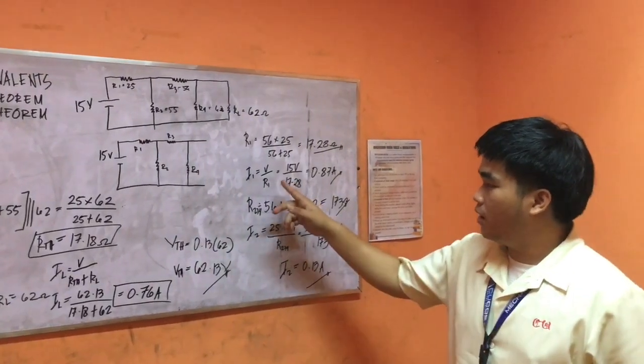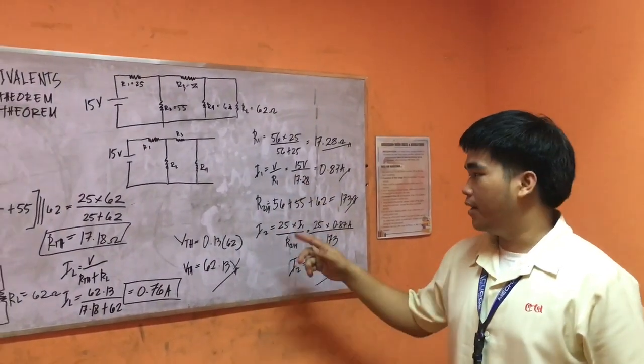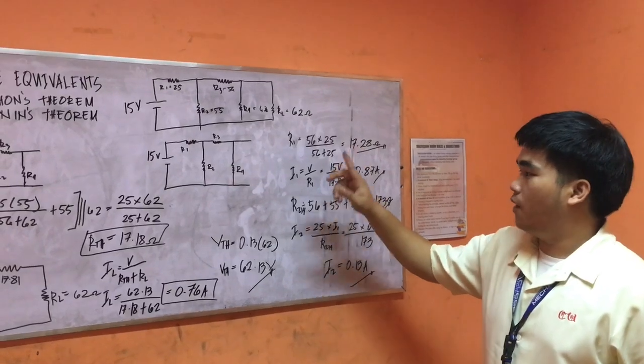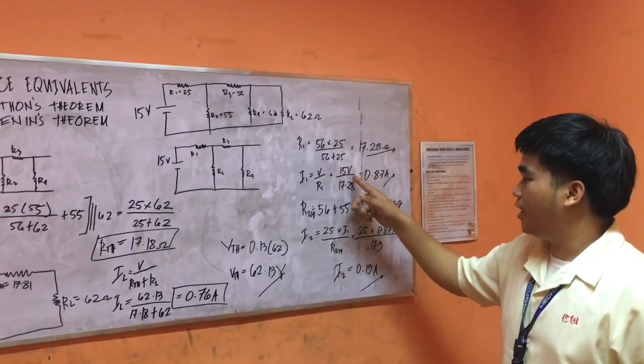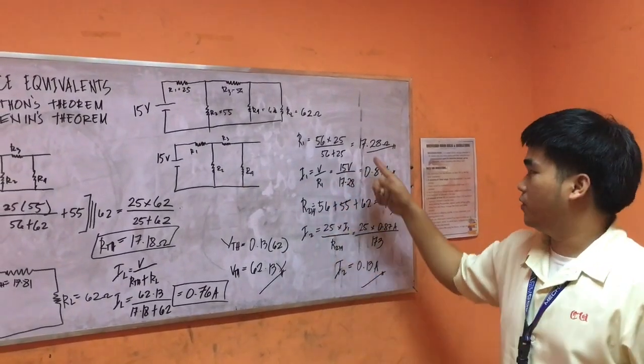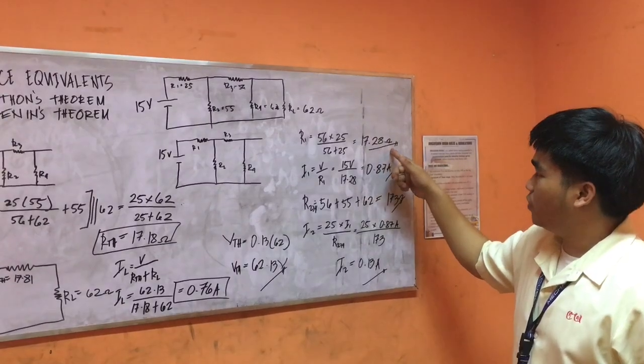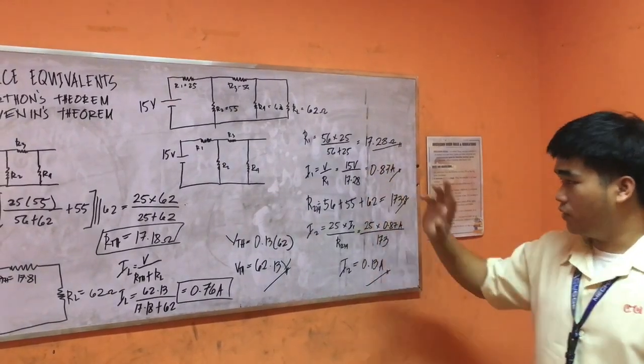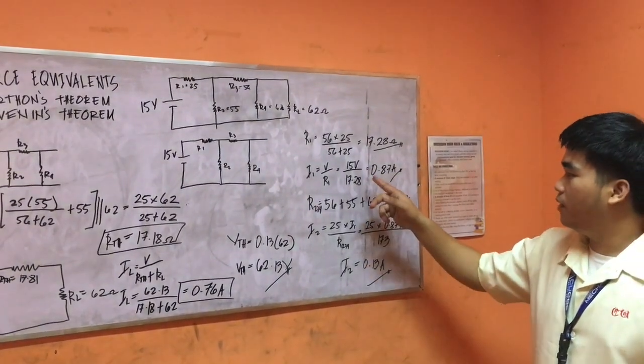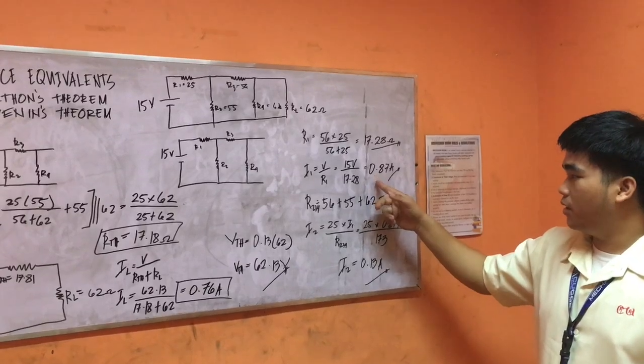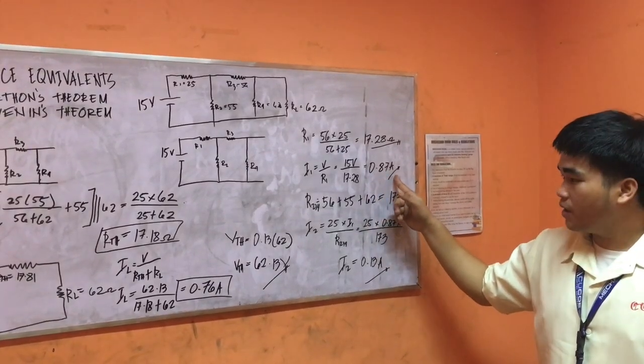So we have the formula V over R1. Our voltage is 15 volts, and our R1 is equal to 17.28. So substitute the given. So we have the answer 0.87 amperes.